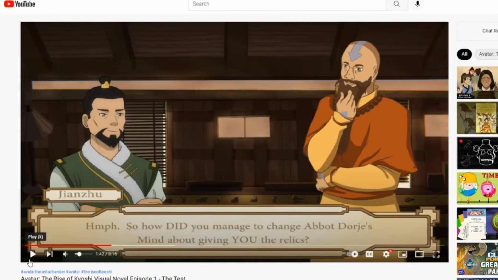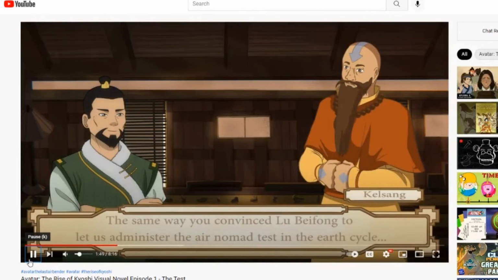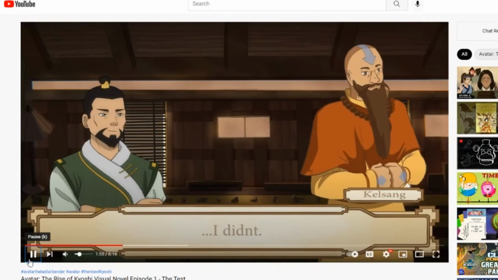He has a rich, deep voice. Mm-hmm. His voice has money? I mean, see for yourself. A lot of money. His voice pays taxes? How did you manage to change the Avatar's mind about giving you the relics? I mean, hear for yourself. The same way you convinced Liu Beifeng to let us administer the air nomad test in the Earth cycle.